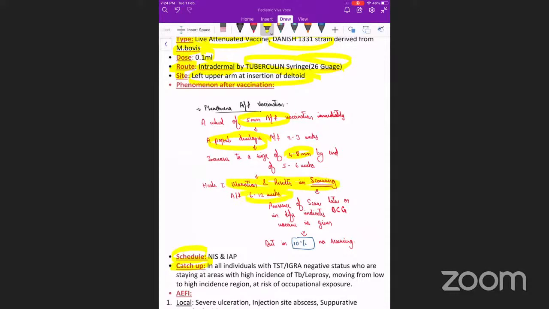This happens between 6 to 12 weeks. So first a wheal develops, then a papule develops, the same papule increases in size to 4 to 8 mm, and then it breaks up and heals with ulceration and scarring, and this takes place between 6 to 12 weeks. Now, the presence of a scar later in life indicates that the BCG vaccine was given. But there might be a situation wherein there is no BCG scar. In that case, what do you do? Most of the time they might not be vaccinated, but in 10% of children, even though the vaccine has been given, there will be no scarring.